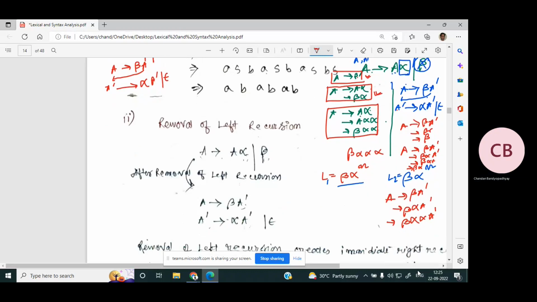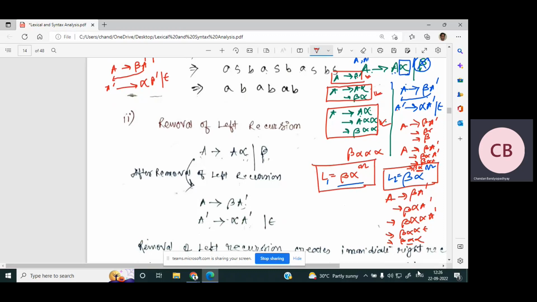Now, in this beta alpha, this A' can be replaced with epsilon. So it is epsilon. That means it is beta alpha alpha. So that means the third one. We are progressing in the same way: beta alpha alpha. That means we are approaching beta alpha to the power n. L1 was the same way, beta alpha to the power n. So both the languages are the same.